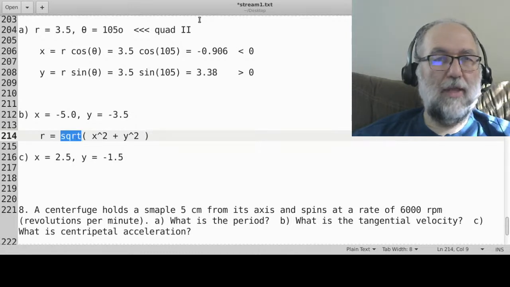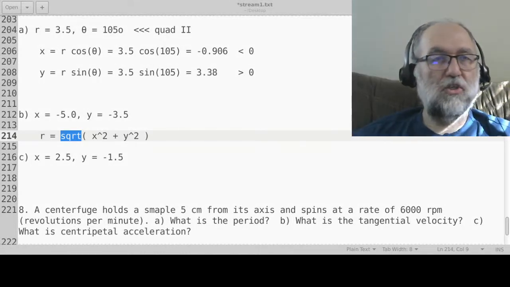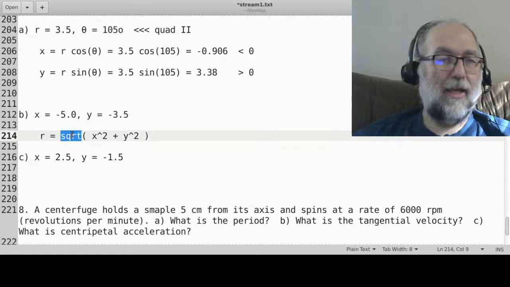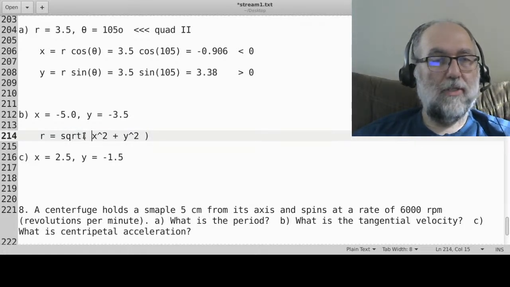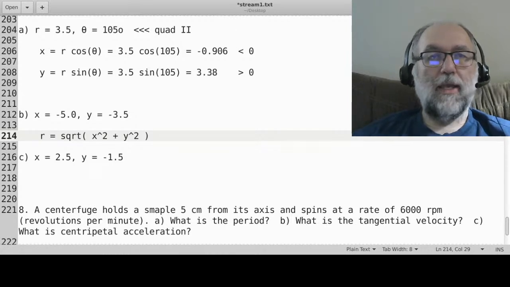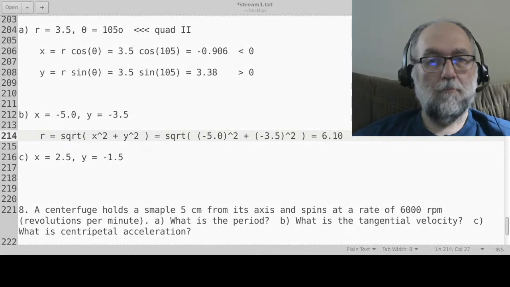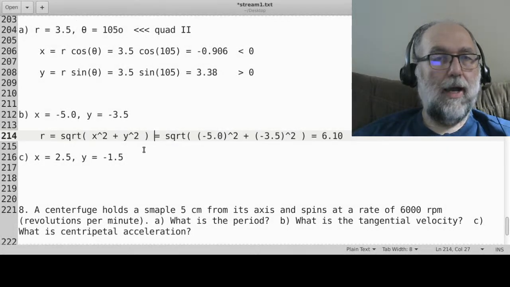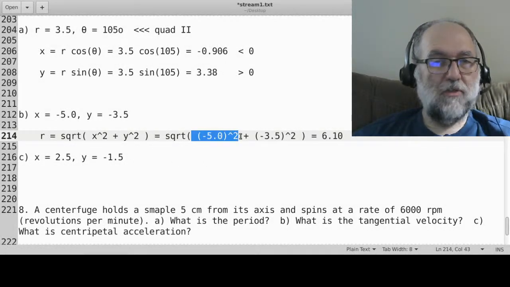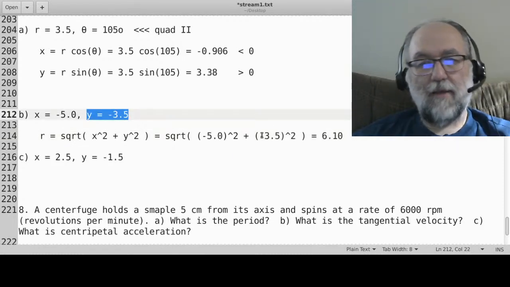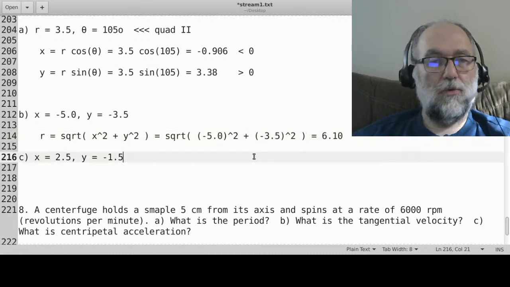Now I can't do the radical symbol, so I'm just going to write out SQRT. A lot of calculators do that. So it's the square root of x squared plus y squared. Basically calculate x squared, then add it to y squared, and then take the square root of the sum of the two, okay? Now plugging in the numbers: the x value was -5, so you do -5 squared. The y value was -3.5, so you do -3.5 squared. Add them and take the square root, okay?